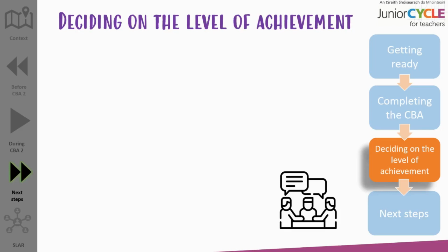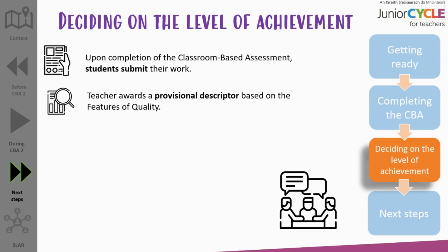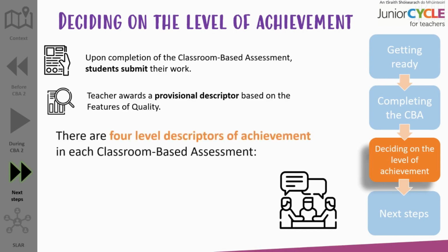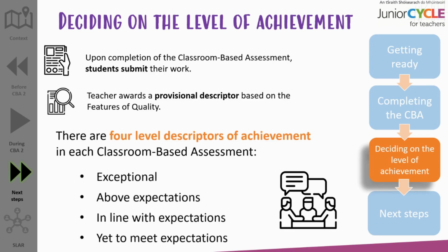Deciding on the level of achievement. Students submit their work at the end of the 3-week CBA window. Teachers will then award a provisional descriptor to each of the students' pieces of work based on the features of quality. There are 4 level descriptors of achievement in each classroom-based assessment. They are yet to meet expectations, in line with expectations, above expectations, and exceptional.